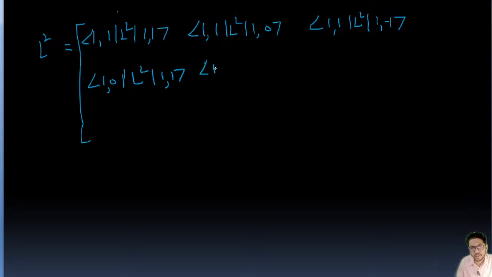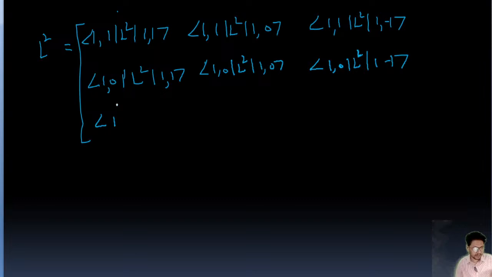Similarly <1 0| L square |1 0>, and <1 0| L square |1 -1>. Then similarly for the third row, <1 -1| L square |1 1>.